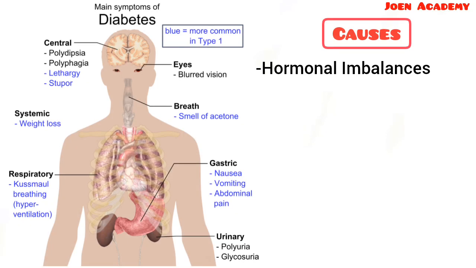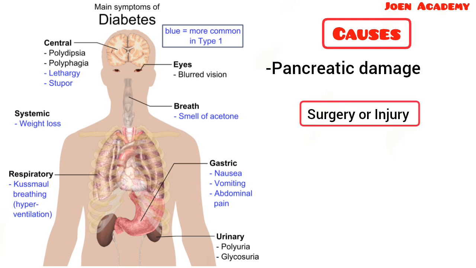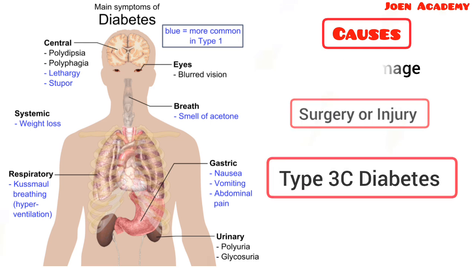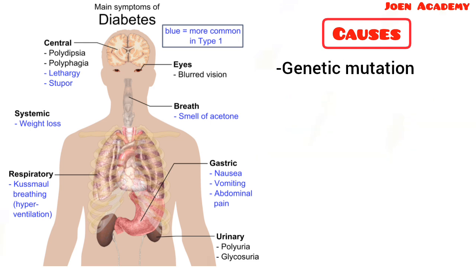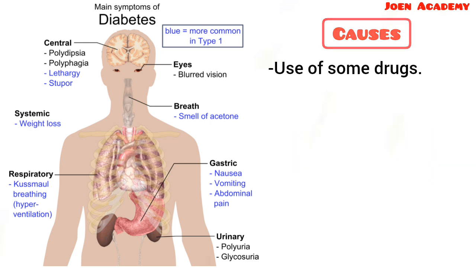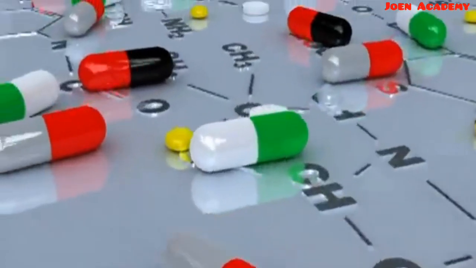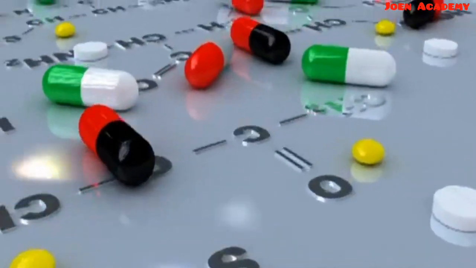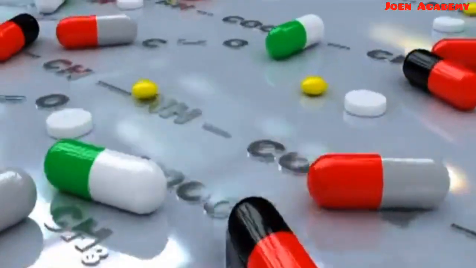Other hormone-related conditions like acromegaly and Cushing syndrome can also cause type 2 diabetes. When there is physical damage to the pancreas from conditions like surgery or injury, this can stop the production of insulin, which then results in type 3C diabetes. Certain genetic mutations can cause MODY and neonatal diabetes. Also, long-term use of certain medications can lead to type 2 diabetes, including HIV and AIDS medications and corticosteroids.